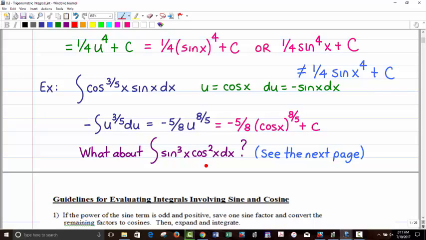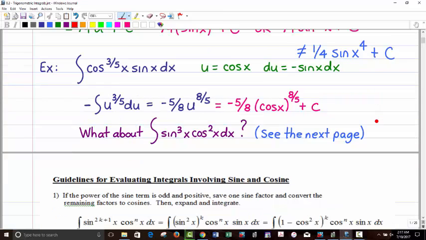Sine cubed x, cosine squared x. Sometimes in face-to-face classes, I'll ask this. A lot of times they think, well, let u be sine cubed and that'll give you cosine squared. Well, that's not true. The derivative of sine cubed is actually 3 sine squared times cosine. Think of it as being u to the third, which is 3u squared du. So that won't work. So let's look at these little techniques.